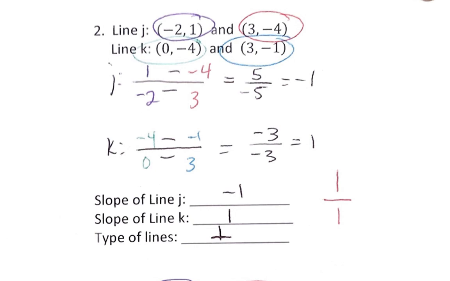Looking at number 2, we should have J to have a slope of 5 over -5, which is -1. K has a slope of -3 over -3, which is +1. And -1 over 1, those are opposite reciprocals, right? 1 over 1 flipped is still 1 over 1. So you have a -1 and a +1, so we should have perpendicular lines.